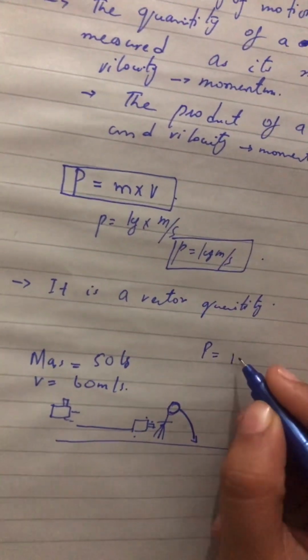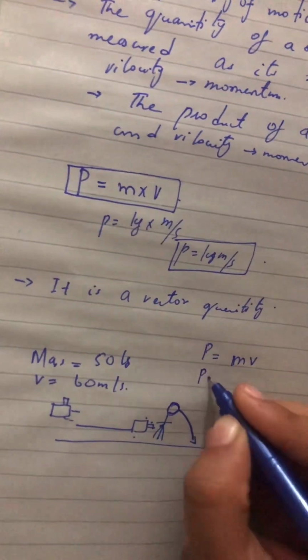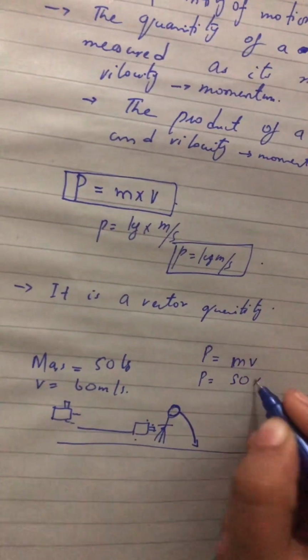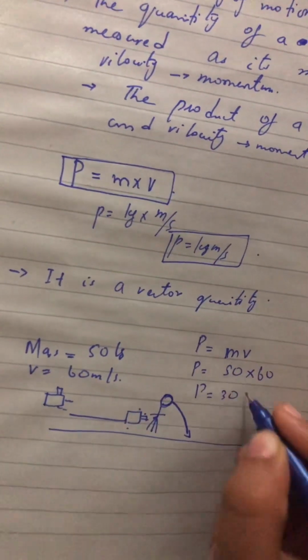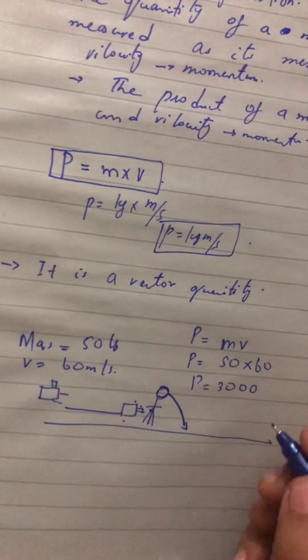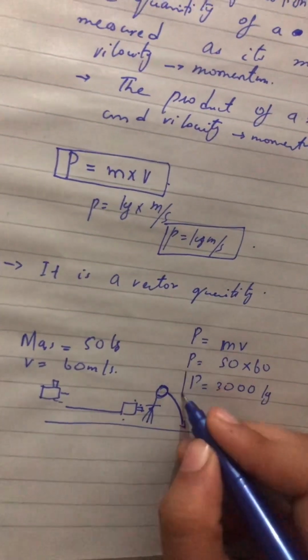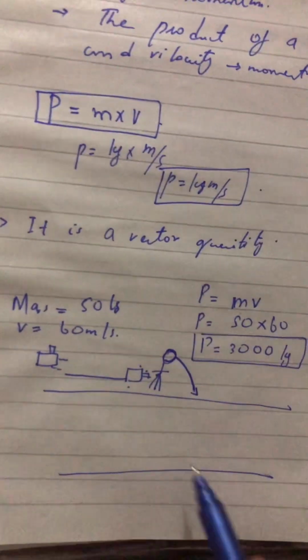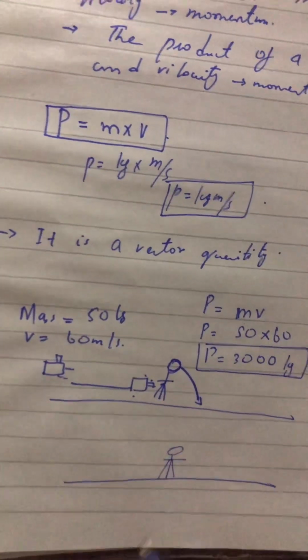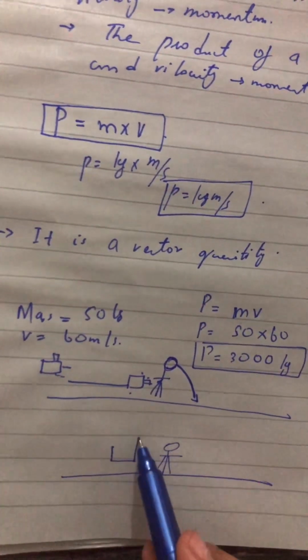P is equal to m into V. What is the mass? That is 50. And what is the velocity? That is 60. So P will be equal to 3000 kg meter per second.